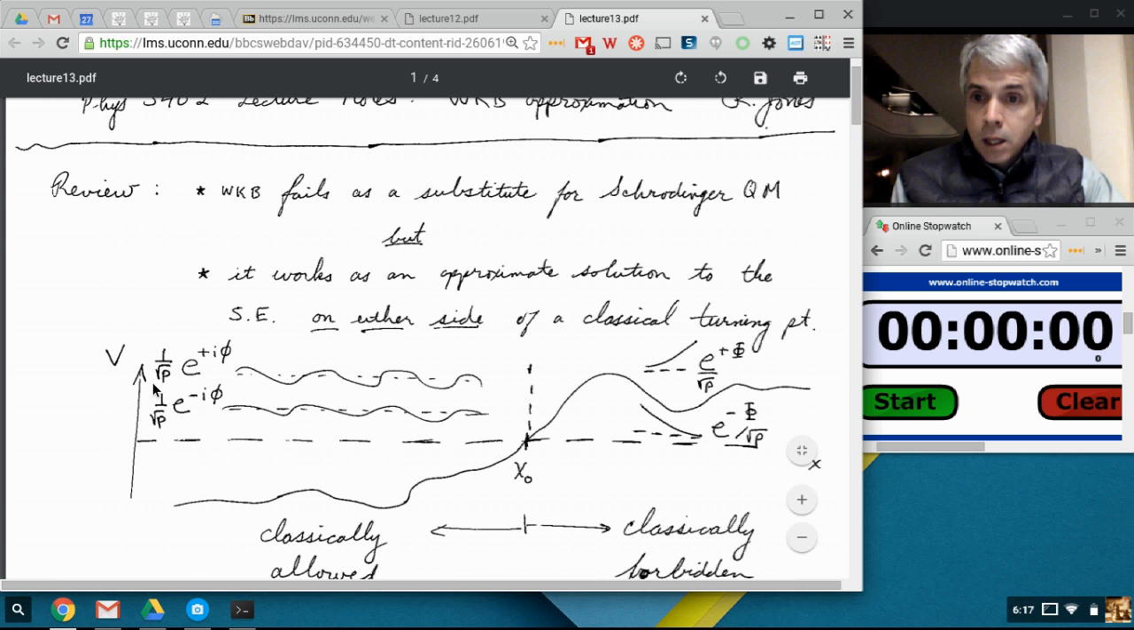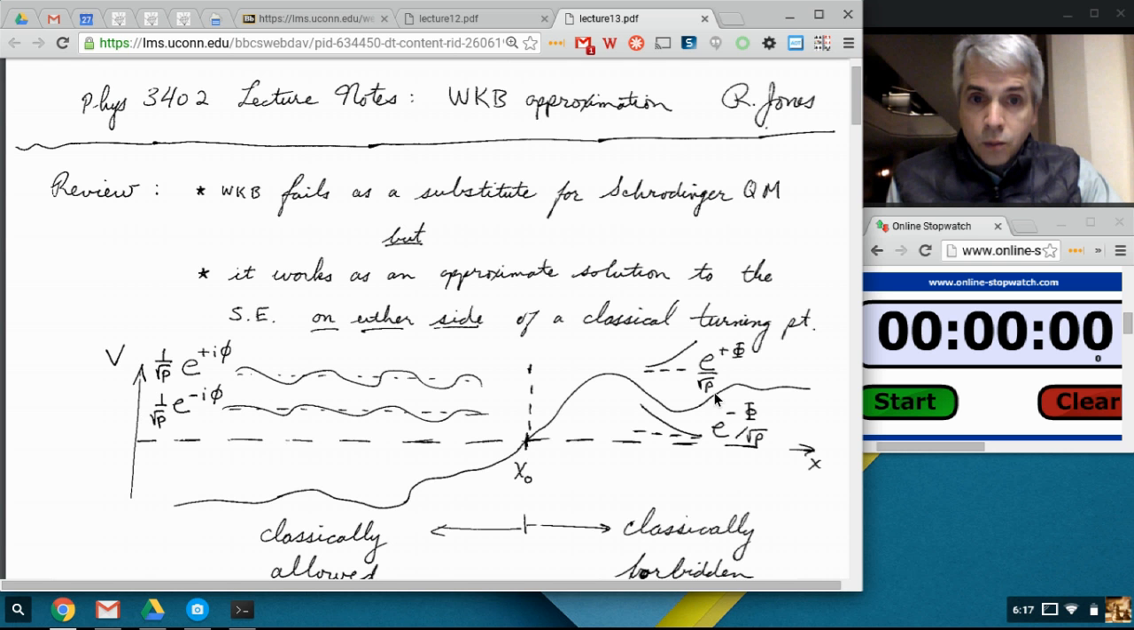On the other side, the corresponding damping or exponentially rising WKB solution has this 1 over square root of p amplitude in it, just as the other side did, but now our exponential phase factor has become an exponentially damping or rising factor, which I've tried to represent here by a wave function that has this exponentially rising behavior or the exponentially damped behavior. That's WKB in a nutshell.